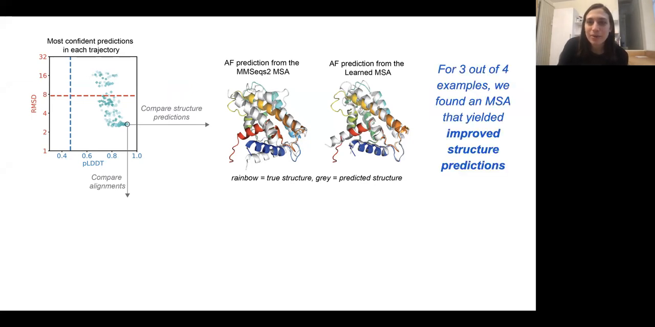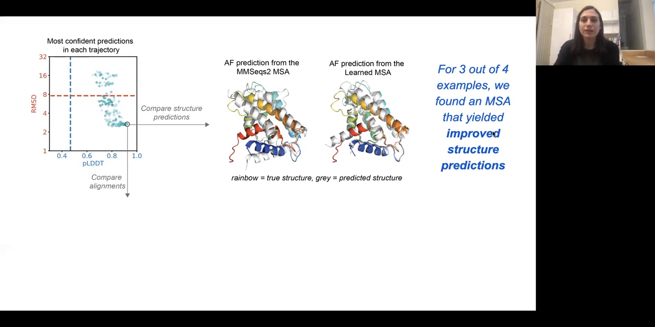Oh, okay, I'll say one more thing, which is we repeated this for 4 examples, and in 3 out of the 4, we found that if we looked at the most confident point and fed that MSA back into AlphaFold, we ended up with a better structure prediction. So if our metric is to find better structure predictions by taking the most confident point, by that metric, we'd say that succeeded in 3 out of 4 cases. But we were really after the question of why.